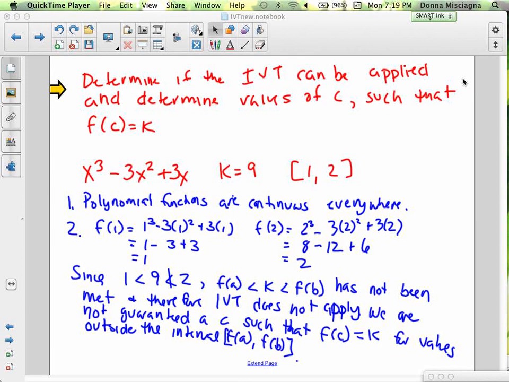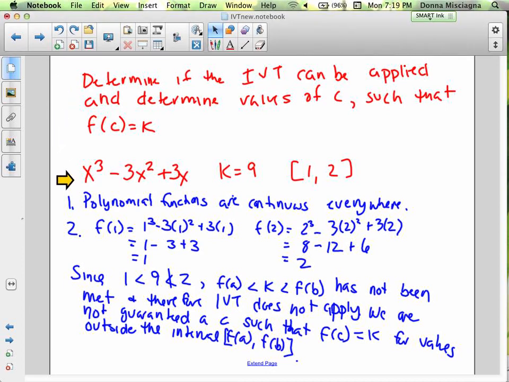All right, we have to ask ourselves our 3 questions to solve. Question number 1, we have to determine continuity of our function on the interval. So polynomial functions are continuous everywhere. Therefore, they're going to be continuous on that closed interval.